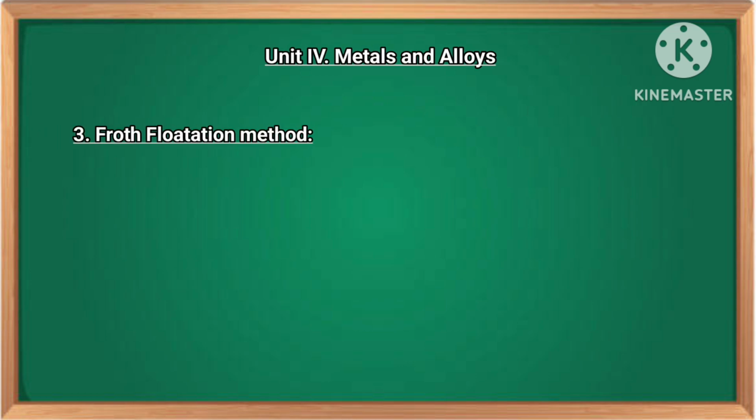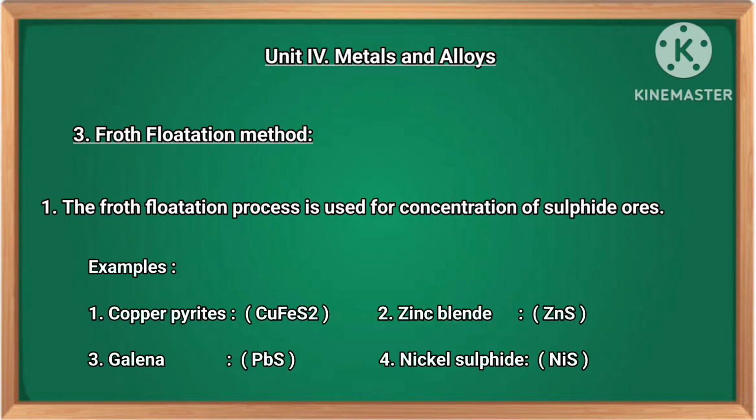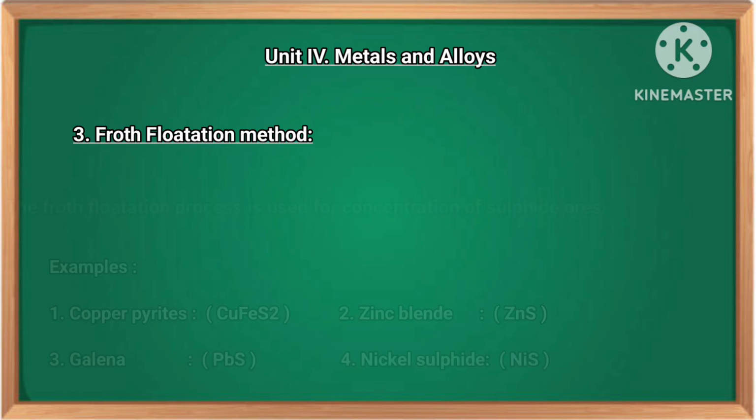Generally, the Froth flotation method is used for concentration of sulfide ores. It means that when we have to separate sulfide ores from impurities, we use this Froth flotation method. For example, different kinds of sulfide ores like copper pyrite, zinc blende, galena, and nickel sulfide. By this method, we are going to separate or concentrate such types of sulfide ores.